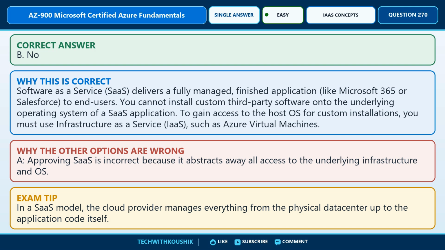To gain access to the host OS for custom installations, you must use infrastructure as a service, IaaS, such as Azure Virtual Machines. Let's quickly check the incorrect choices. A. Approving SaaS is incorrect because it abstracts away all access to the underlying infrastructure and OS. A helpful shortcut is this. In a SaaS model, the cloud provider manages everything from the physical data center up to the application code itself.